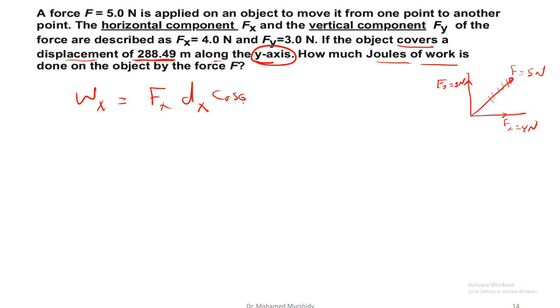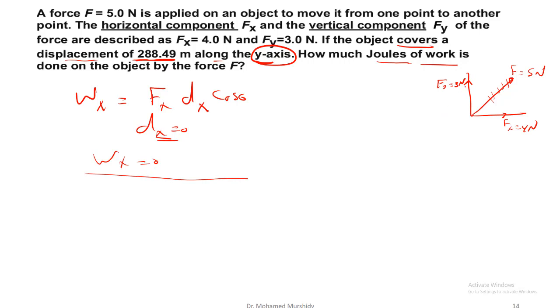In principle, this is equal to 0 for a simple reason: dx equals 0. How did you know that, guys? How did you know that the distance traveled in the x direction is zero? Because it doesn't mention that. It only said that the object is moving in the y direction, so there is no x direction in the motion. Since dx equals 0, Wx also will equal 0.